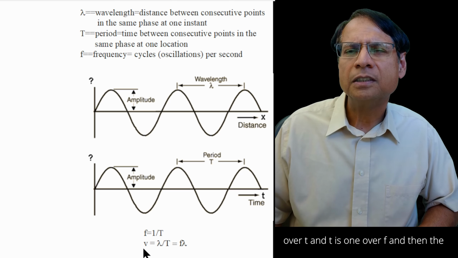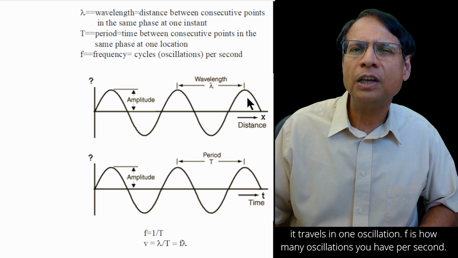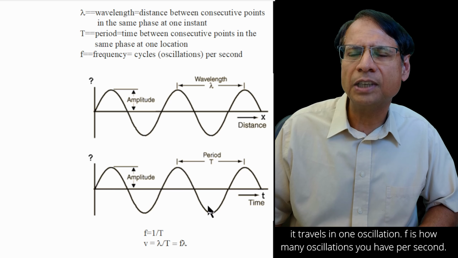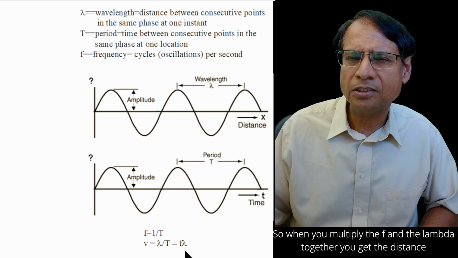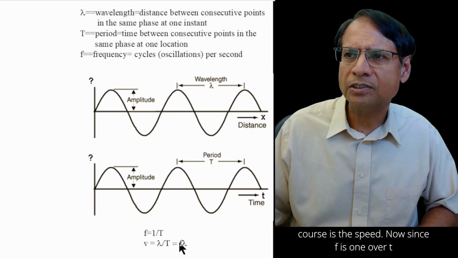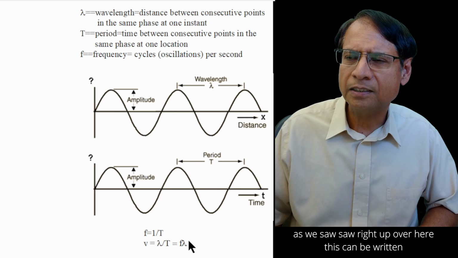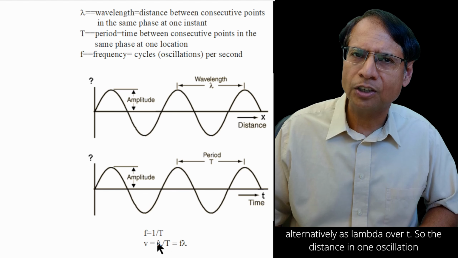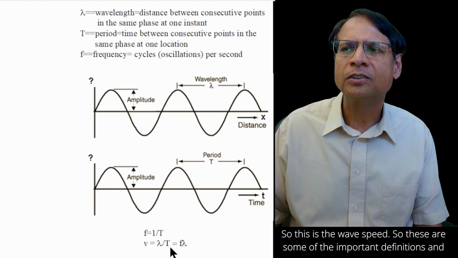And then the speed of the wave. Lambda is the distance it travels in one oscillation. f is how many oscillations you have per second. So when you multiply the f and the lambda together, you get the distance traveled in 1 second. So that, of course, is the speed. Now, since f is 1 over T, as we saw right up over here, this can be written alternatively as lambda over T. So the distance in one oscillation divided by the time for oscillation. So distance over time is the speed. So this is the wave speed.